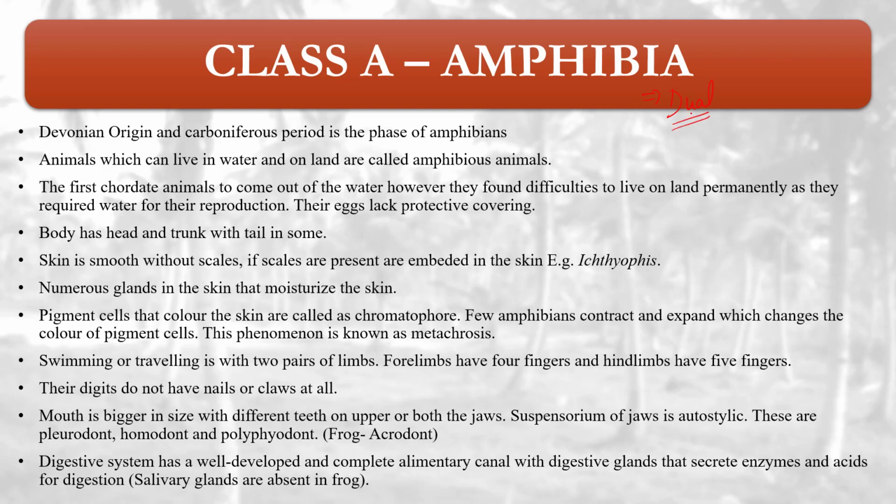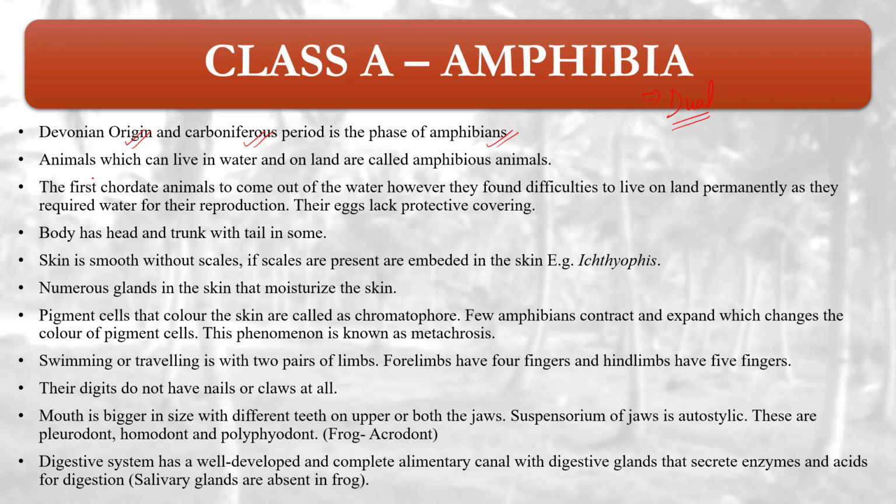They have dual living, means they can live both on land and water. Okay. Devonian period is considered to be the golden period for fishes. The Carboniferous period is the phase of amphibians. Means the moment the Devonian period comes to an end, the Carboniferous period comes to origin. So that was the phase of the amphibians, right?